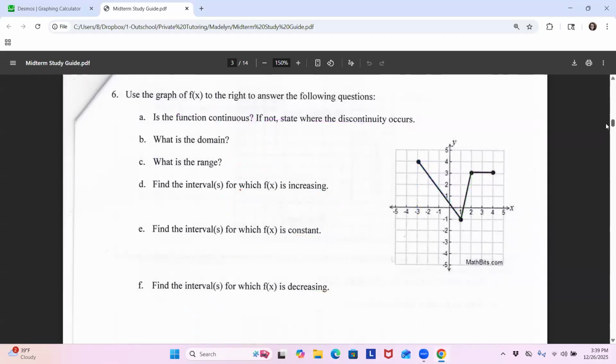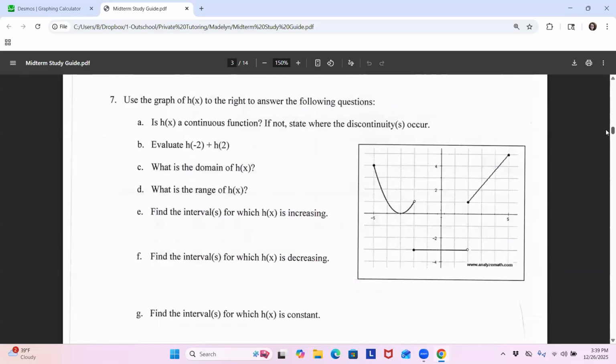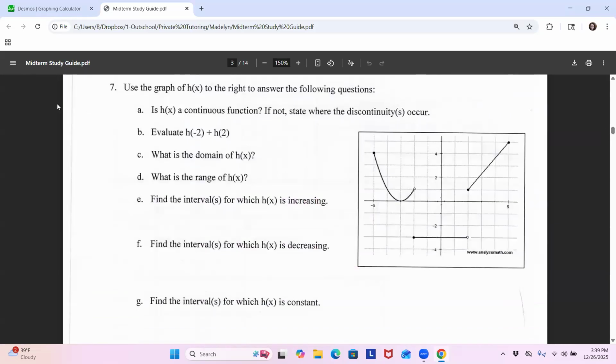All right. Use this graph. Is it continuous or not? No, we would have to pick up our pencil. So no, not continuous. You'd have to pick up your pencil here at -2. So it's discontinuous at x equals -2. And here, you'd have to pick up your pencil at x equals 2.